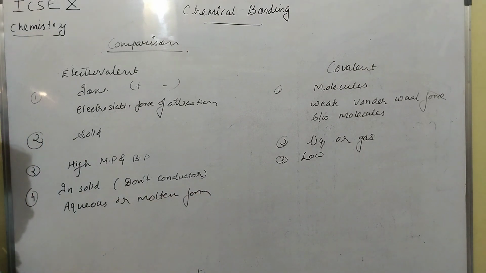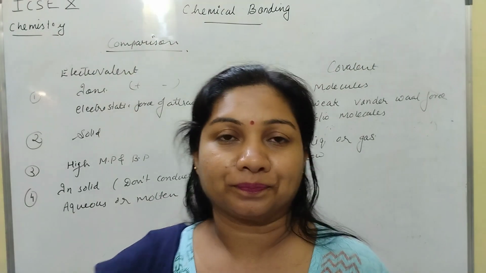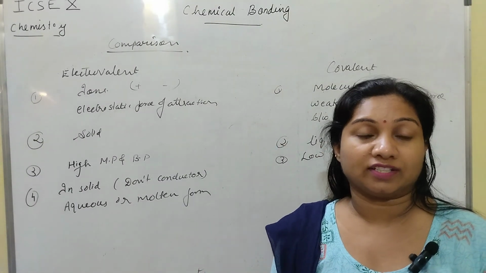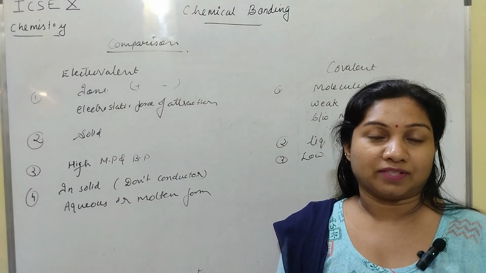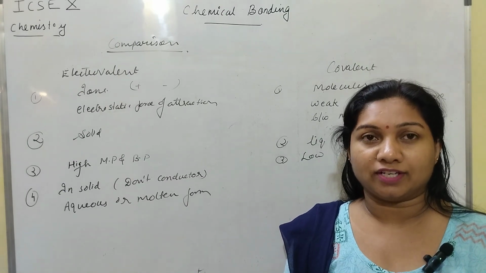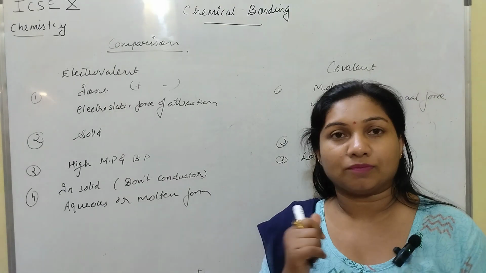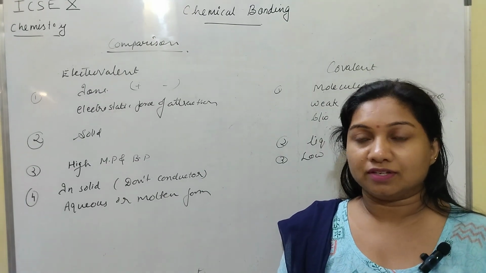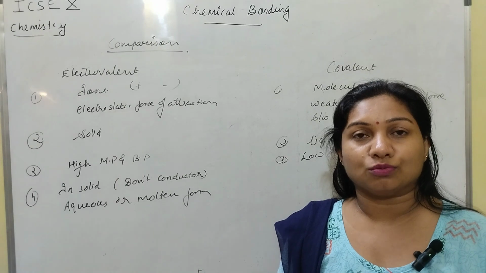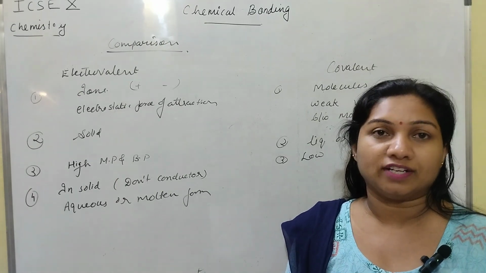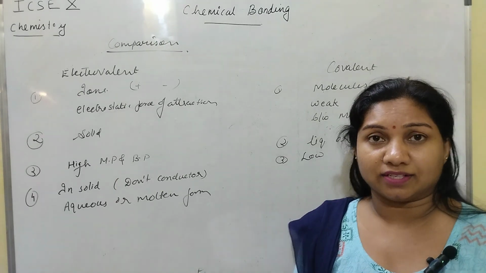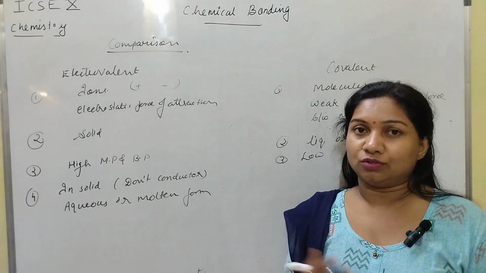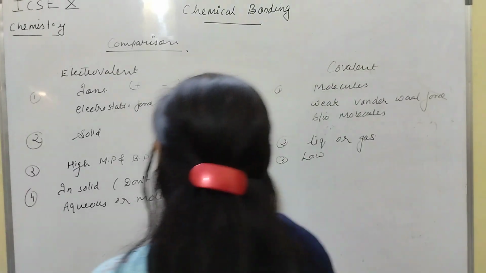So if you get a question like why NaCl in solid, crystalline form doesn't conduct electricity, the reason is the lack of free ions in solid NaCl. Why? Because the constituent particles are bound with a very strong electrostatic force of attraction, not permitting the ions to move freely, and due to that solid NaCl doesn't conduct electricity. Whereas in molten form, the ions are free to move, so they conduct electricity.